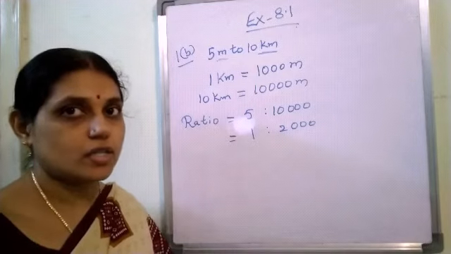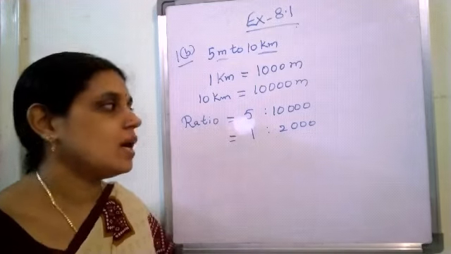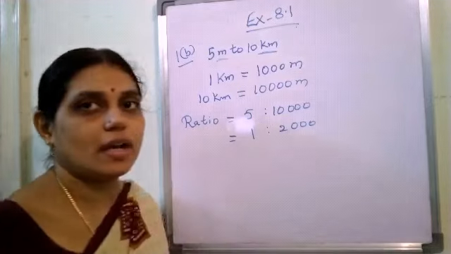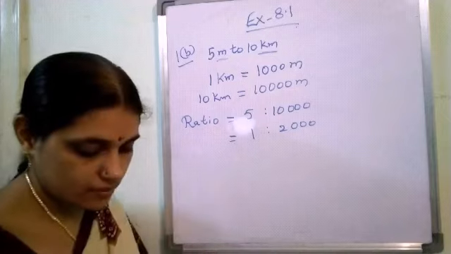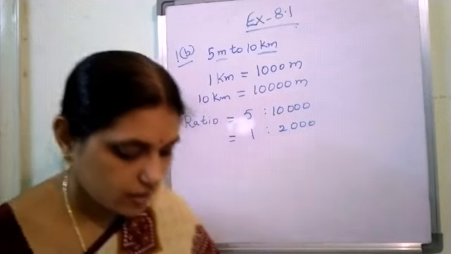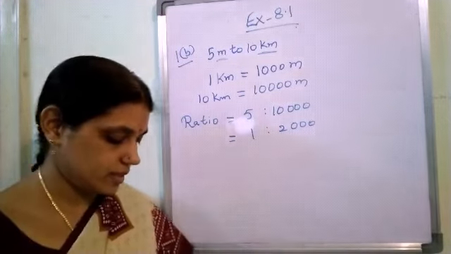Okay. To write the ratio, the quantity should be in the same units. But finally the ratio will not have any units. Okay. This is the one B sum. Next one, second. Convert the following into percentages.